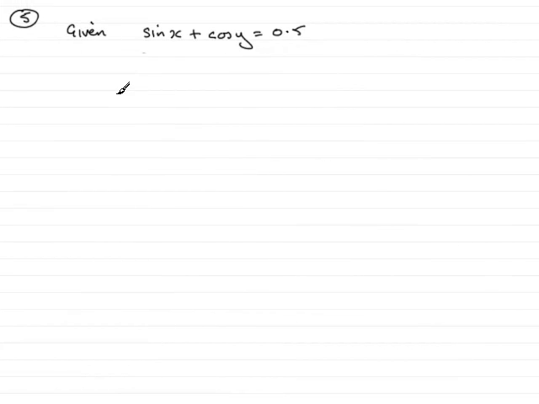Now in question number 5 we're given that sin x plus cos y equals 0.5, and in part A we're asked to find dy by dx. Because this function doesn't start y equals some function of x, it's got an x term, a y term and a constant here, this is often termed a question on implicit differentiation.